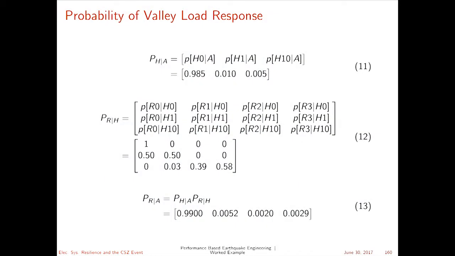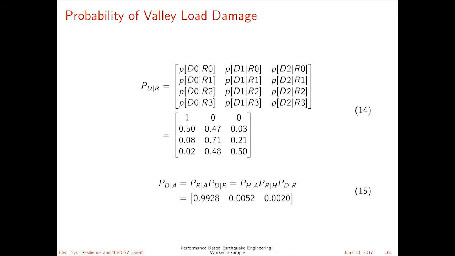So on this given day, there's a 99% chance that I have no excitation of that substation. There's a 0.52% chance that I have a 0.05 to 0.1 G excitation, a 0.2% chance that I have a 0.1 to 0.2 G excitation, and a 0.29% chance that I have a 0.2 to 0.3 G excitation. That's how we define the response states. Then I just need to get the next matrix, multiply that, keep going, and I ultimately end up with this. So here's the probability of loss of that valley load.